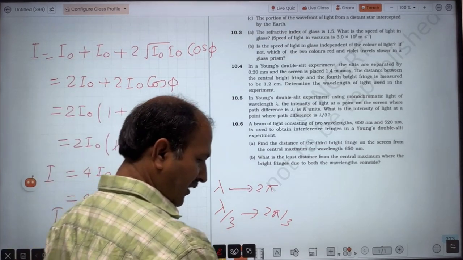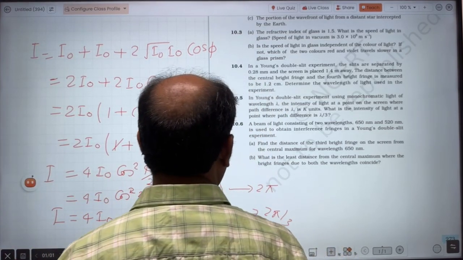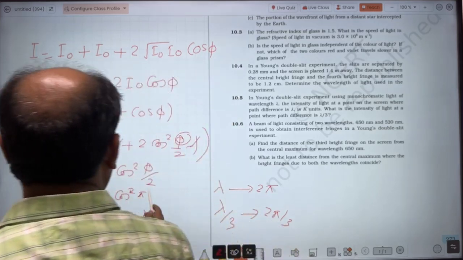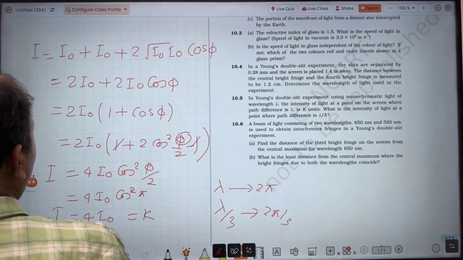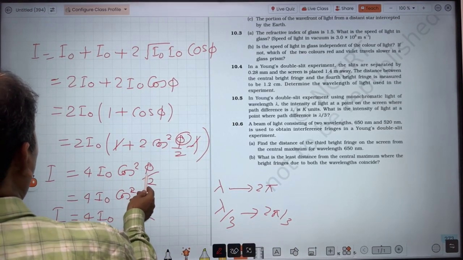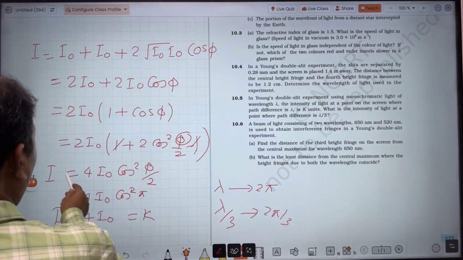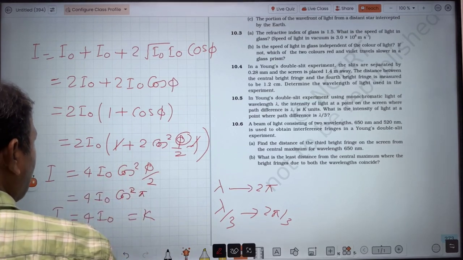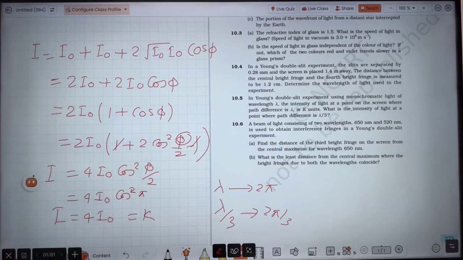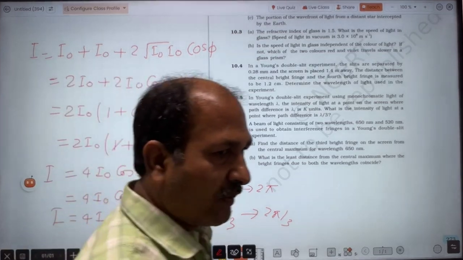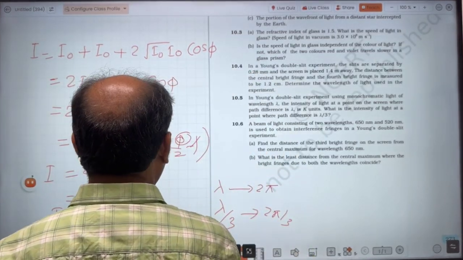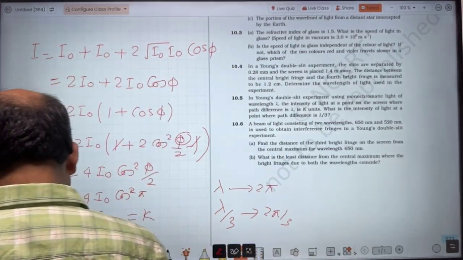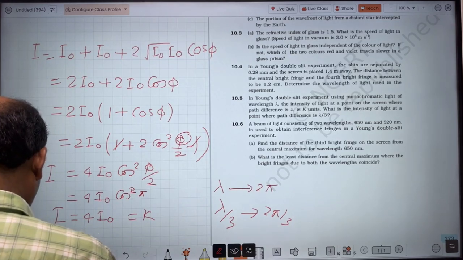So if it is 60 degree, in that case, what do we get? So here we write 60 degree. cos 60 is 1 by 2 and 1 by 2 whole square is 1 by 4. So we will get just I0. So I0 means it will become just k by 4, correct? So this is our answer.